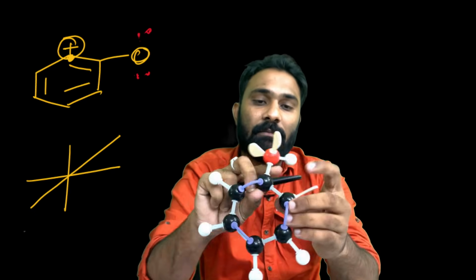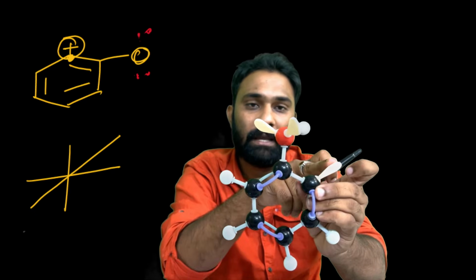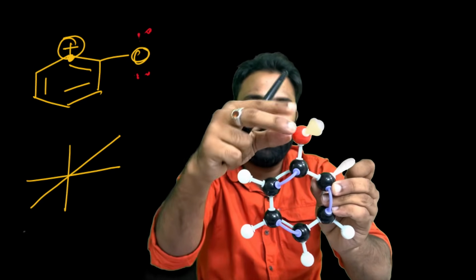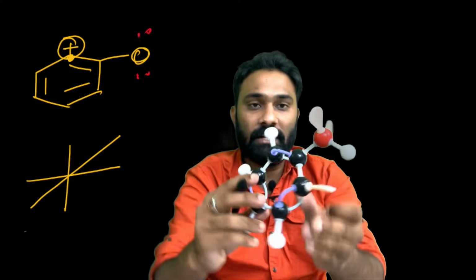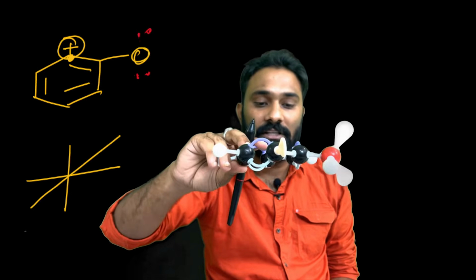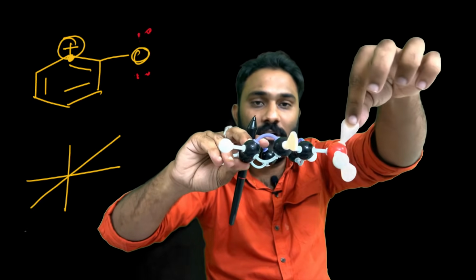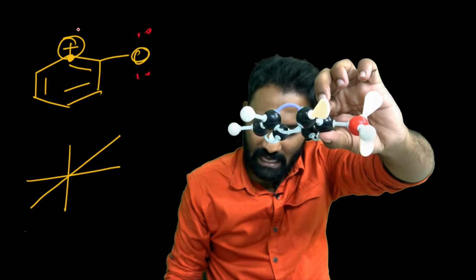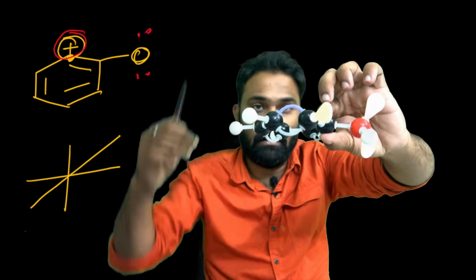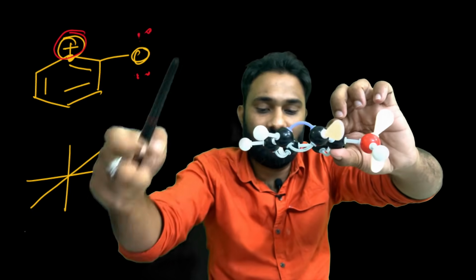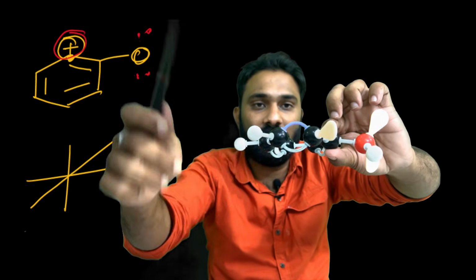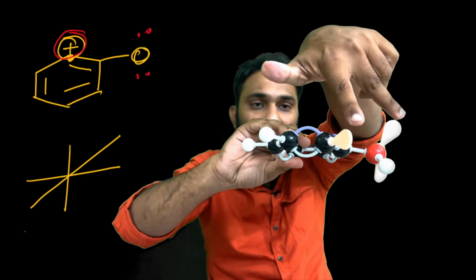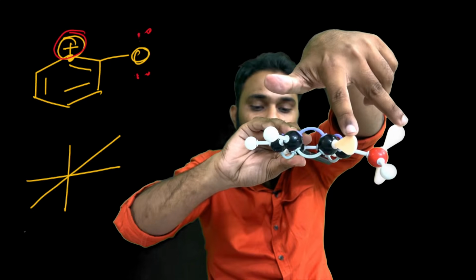This vacant p orbital, are the oxygen lone pair of electrons parallel or perpendicular to it? You can see in this manner also. Now whatever the carbon, this carbon positive charge vacant orbital, this carbon vacant orbital and this oxygen lone pair of electrons, both are perpendicular to each other, right? Both are perpendicular to each other.